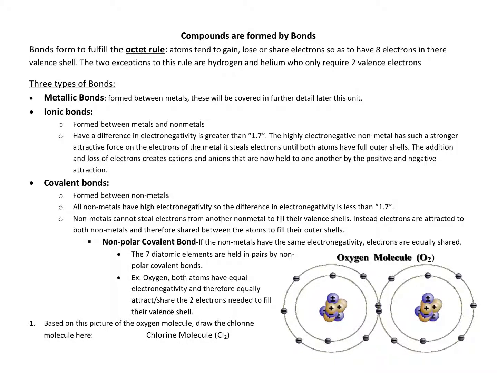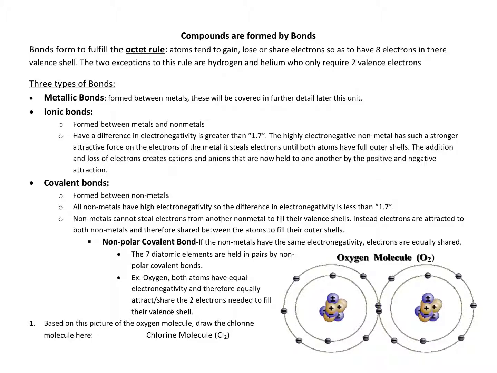So compounds are formed by bonds. Okay, we just separated mixtures. We know that a mixture is made up of compounds or elements, and what makes up a compound is bonds. Okay, so far we talked about ionic bonds in the last unit. Now we're going to be talking about metallic and covalent and comparing that to ionic.